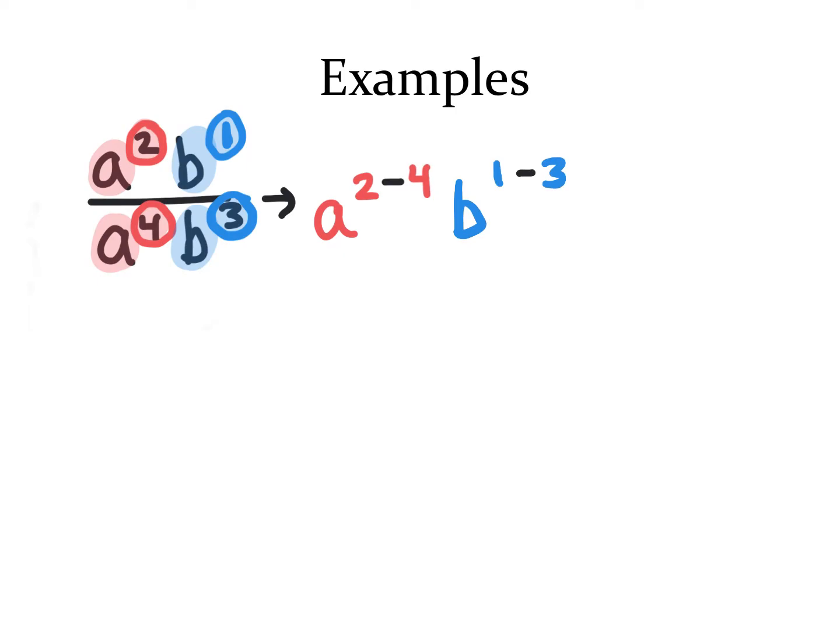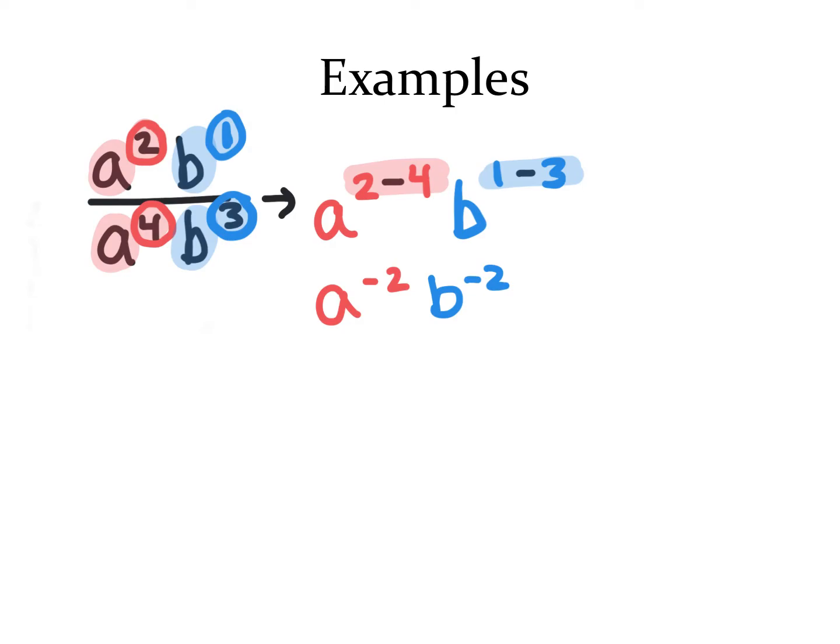Now if I simplify, a to the 2 minus 4 becomes a to the negative 2, and b to the 1 minus 3 becomes b to the negative 2nd.